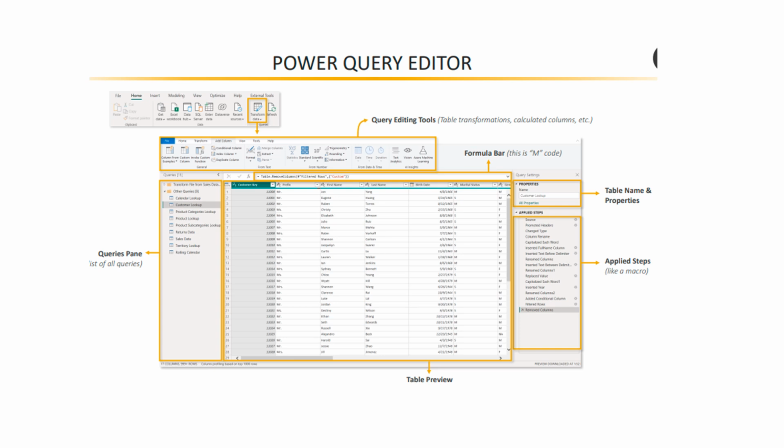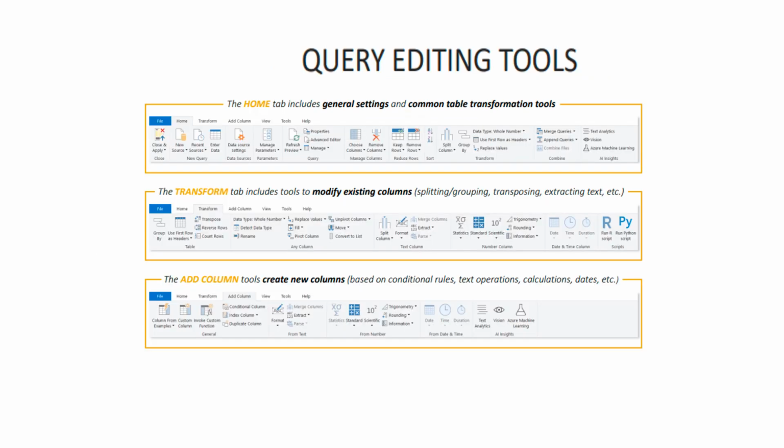This is the Power Query editor. In the Power Query editor, you can see Transform Data here, where we can transform the data. These are the query editing tools. Query editing tools include table transformations, calculated columns, etc. Then here we have the table name and properties, applied steps, queries pane and table preview. Everything is possible in this Power Query editor.